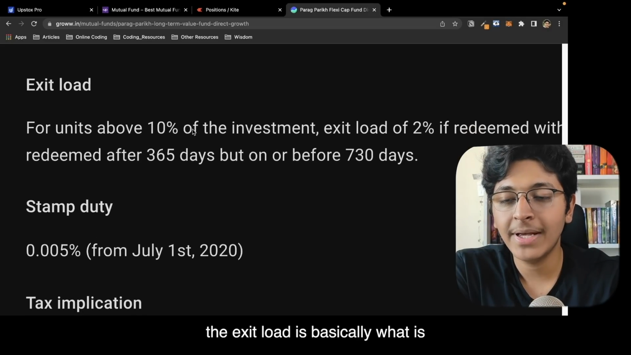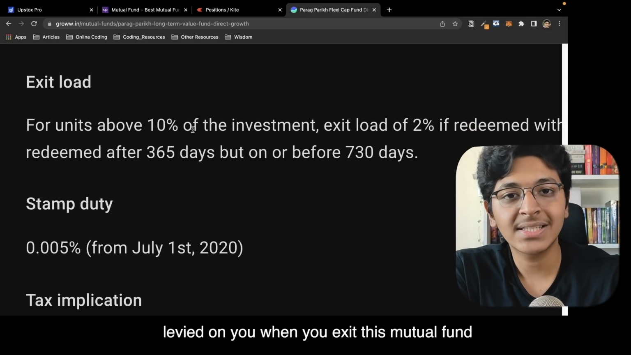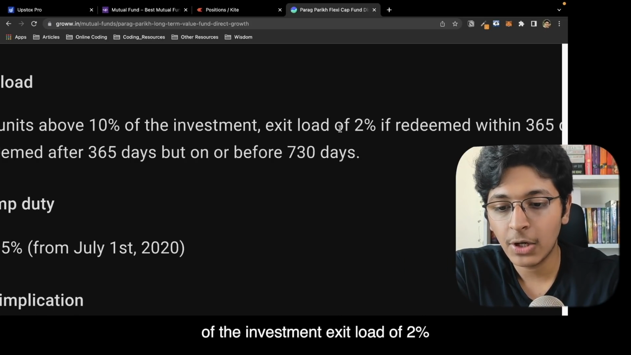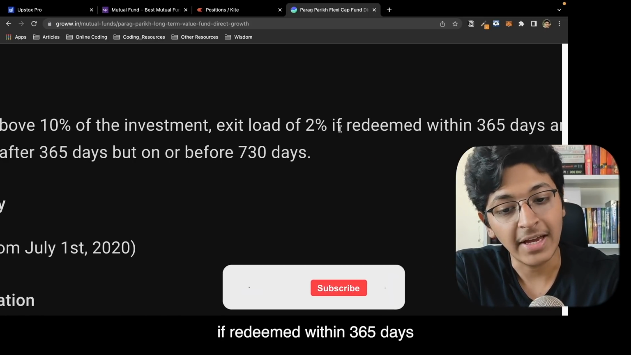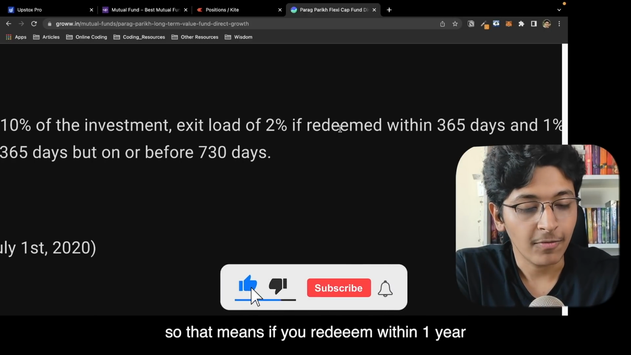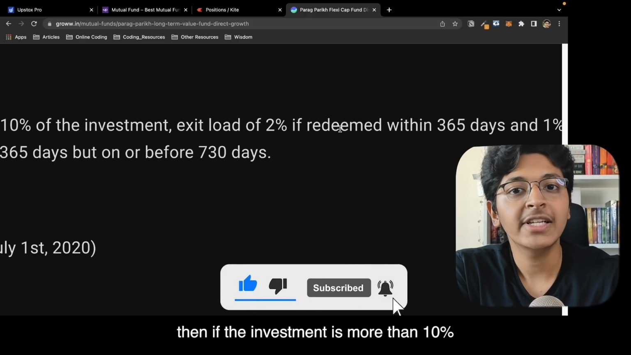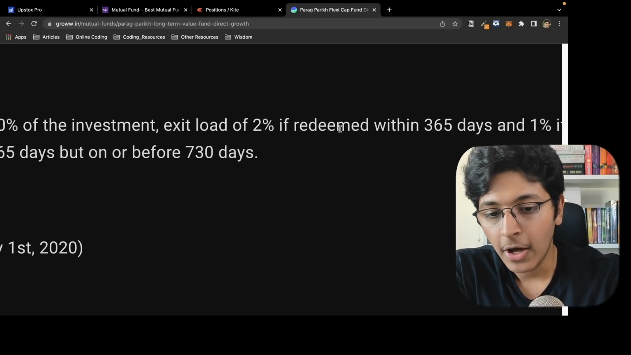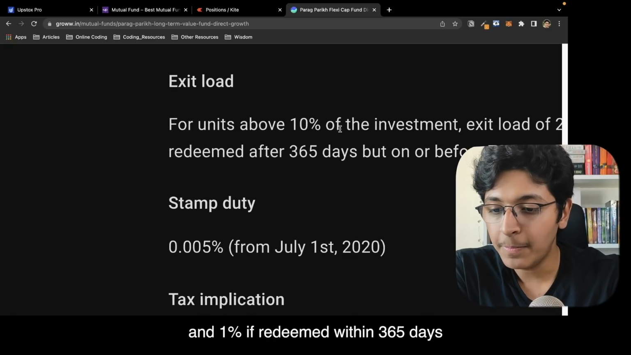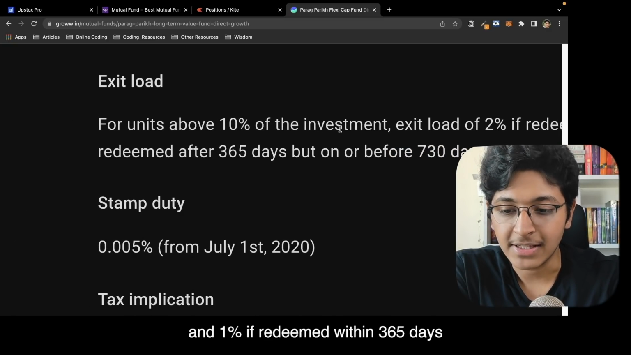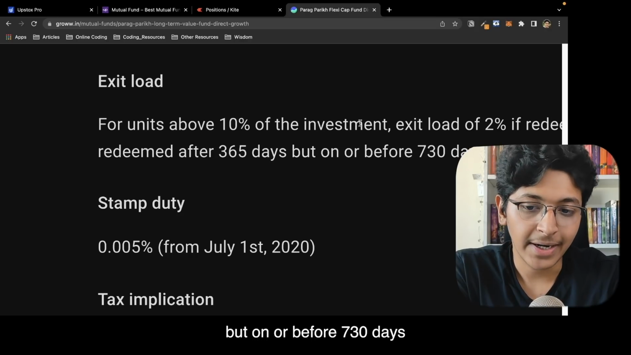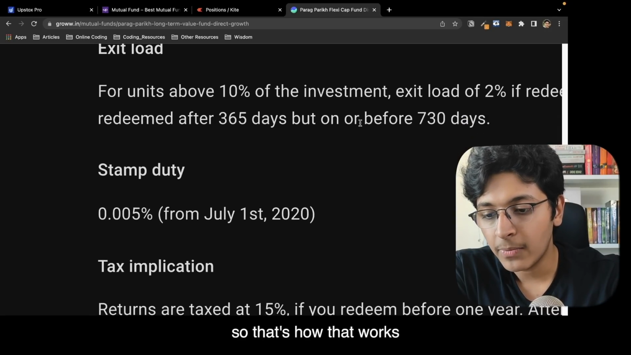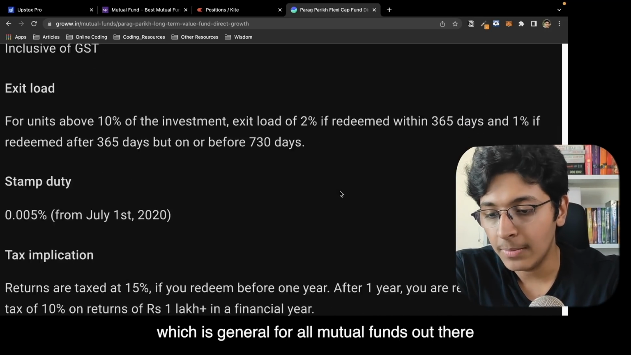The exit load is basically what is levied on you when you exit this mutual fund. As you can see, for units above 10% of the investment, there is an exit load of 2% if redeemed within 365 days. That means if you redeem within 1 year, and the investment is more than 10%, the exit load will be 2% of the total investment that you have done, and 1% if redeemed within 365 days but on or before 730 days. After 730 days, the exit load for this fund will be 0. So that's how that works. Then you have stamp duty, which is general for all mutual funds out there.